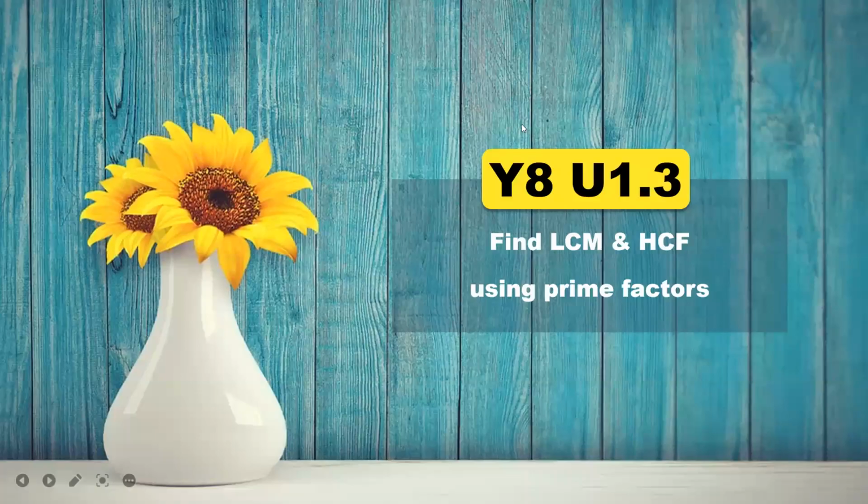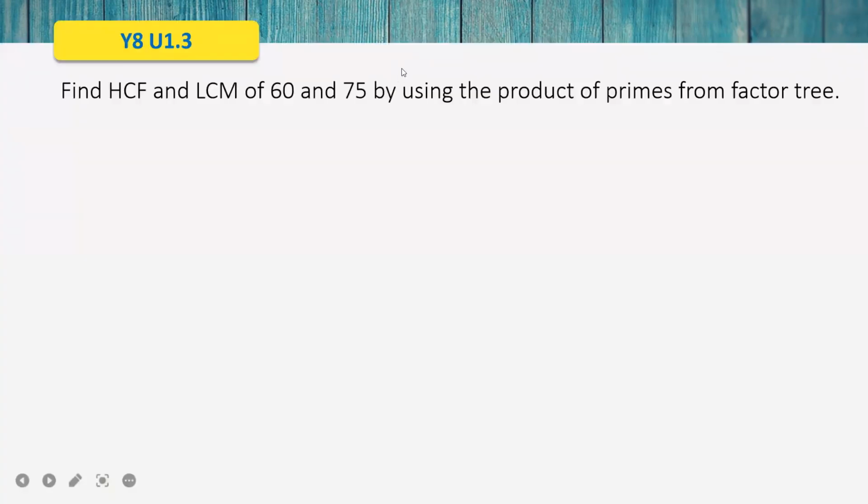Hello, this is Year 8, Unit 1.3. Find HCF and LCM using prime factors. We have two numbers here, 60 and 75. We are going to look for the HCF, highest common factor, and also the LCM, lowest common multiple of these two numbers.